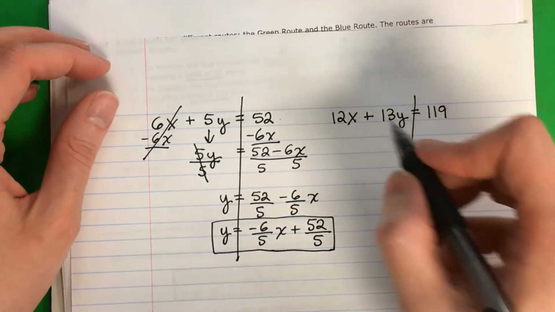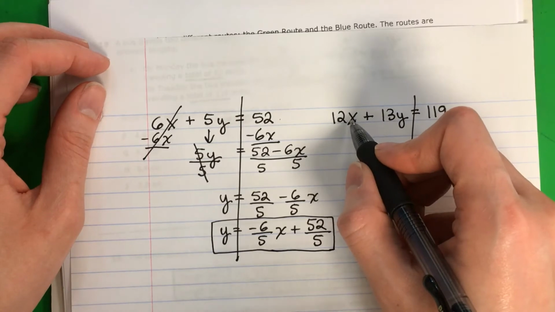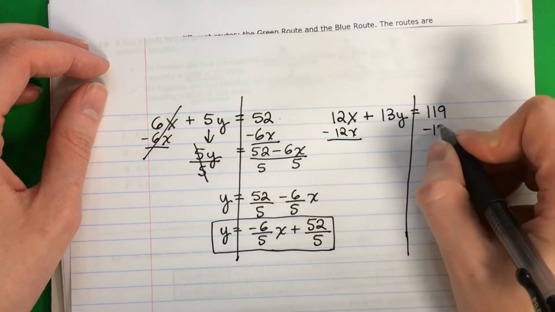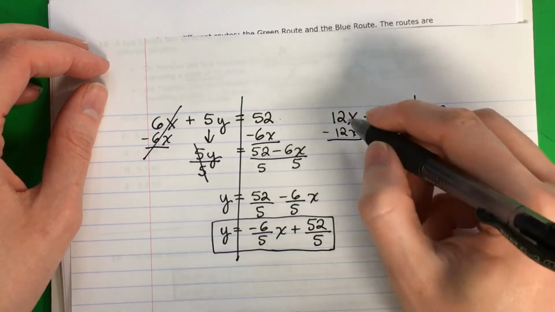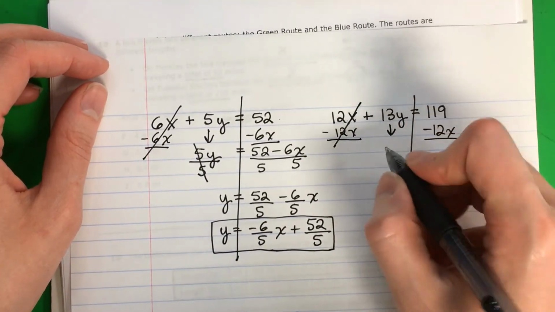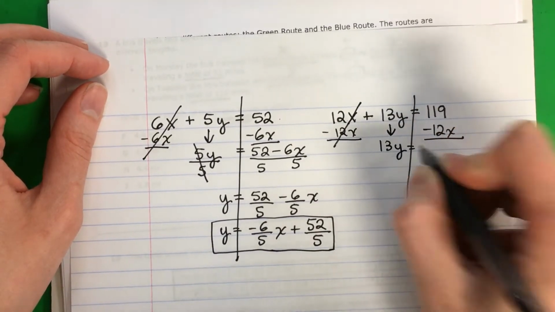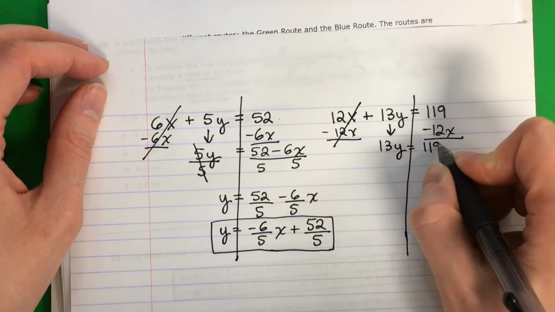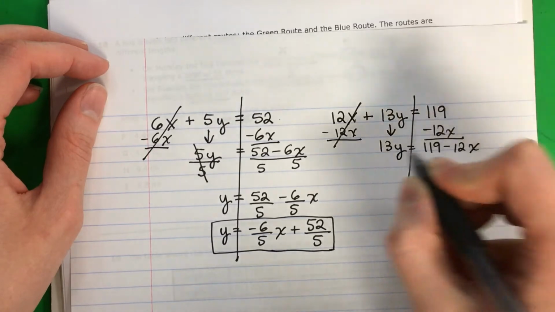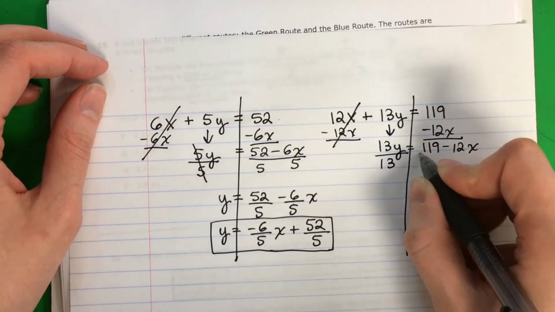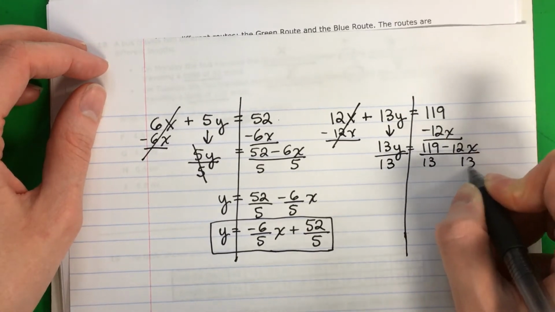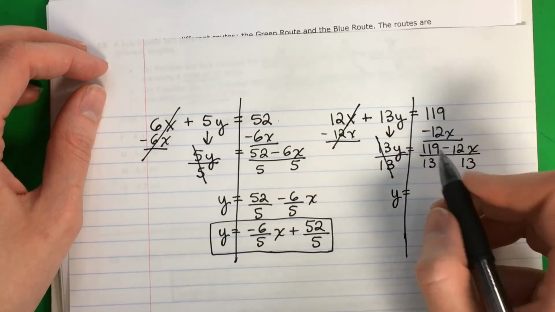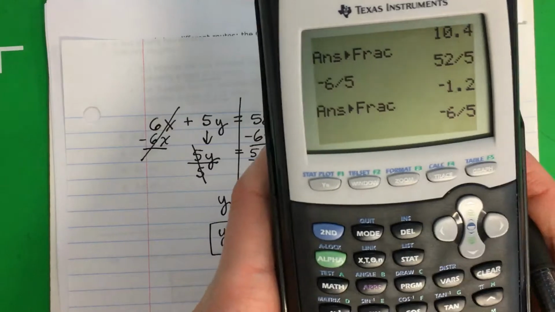Now the second one, we're going to move the x. This is positive, the opposite is negative, so minus 12x, minus 12x. 12 minus 12 is 0, it cancels. Copy down 13y equals. These are not like terms, so we are going to copy. And then we are going to divide by 13. So this cancels. Copy down y equals 119 divided by 13.